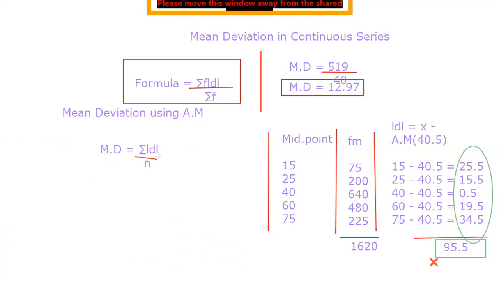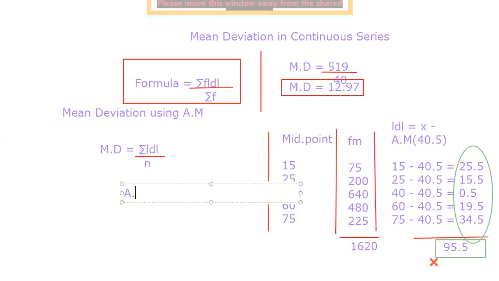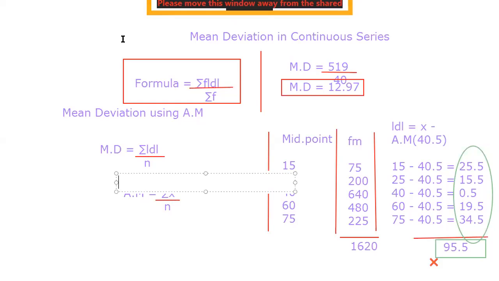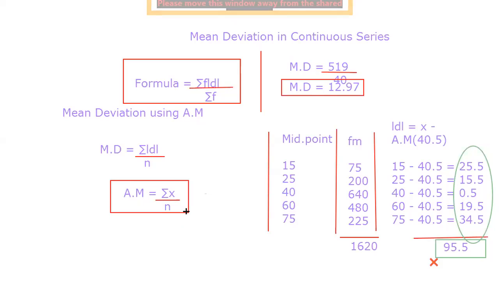If it is arithmetic mean, as usual in individual series we find the arithmetic mean. The formula for arithmetic mean in individual series is sigma x divided by n, right? So this will be the arithmetic mean. Now we find the deviation with the help of the arithmetic mean. Deviation is equal to x minus arithmetic mean. Now you got my point.